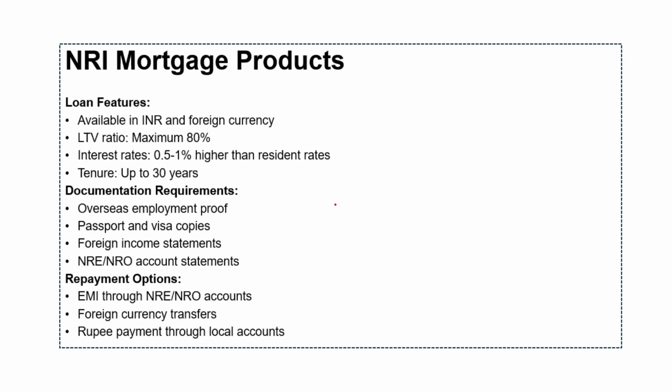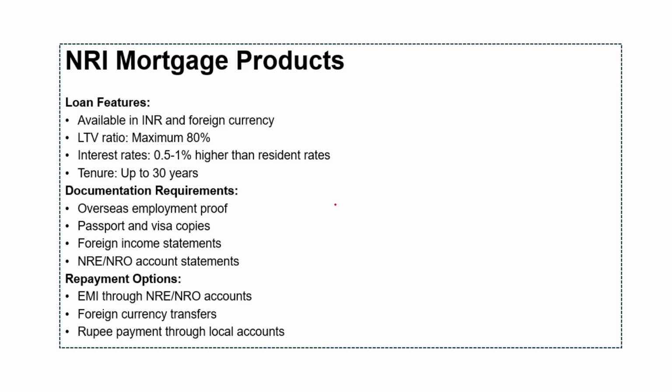Then we go to NRI mortgage products. So non-resident Indian mortgage products address the unique challenges of overseas income verification. Then there is an issue of currency risk and property investment motivations. NRI lending involves additional complexity due to foreign exchange regulations, right? Income documentation challenges, and different risk assessment requirements. The availability in both INR and foreign currency provides flexibility, though most NRIs prefer INR loans to avoid currency risk on the liability side.